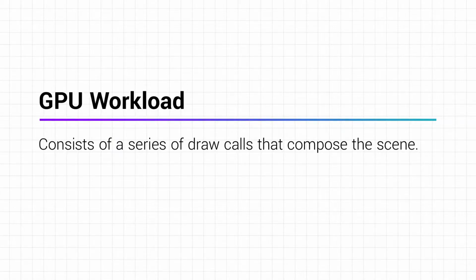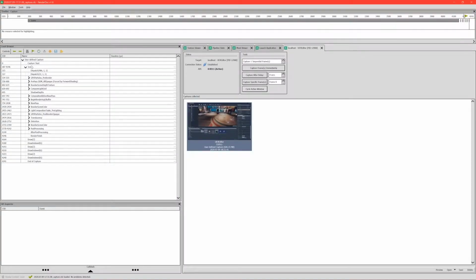In the context of game development, GPU workload consists of a series of draw calls that compose the scene. A good way to figure out which draw call requires attention is to use RenderDoc. Please refer to Course 10 on how to make captures with RenderDoc. For more information on RenderDoc, we have provided additional learning material linked below this video. Once a capture is made, developers can click on the clock icon to measure each draw call's duration.